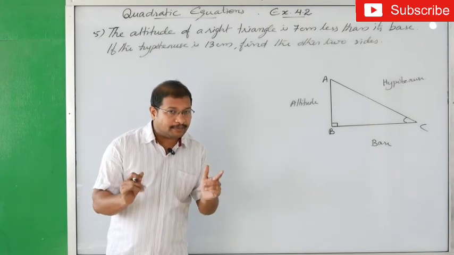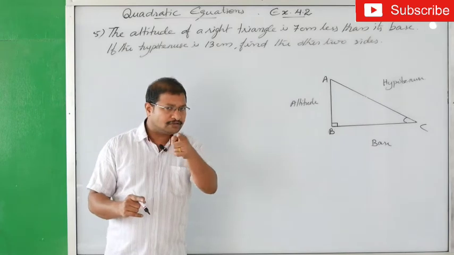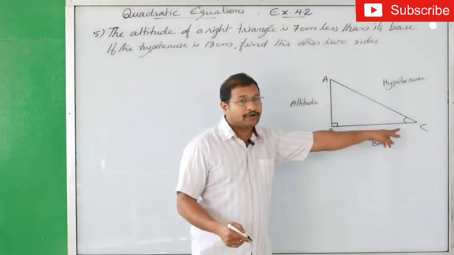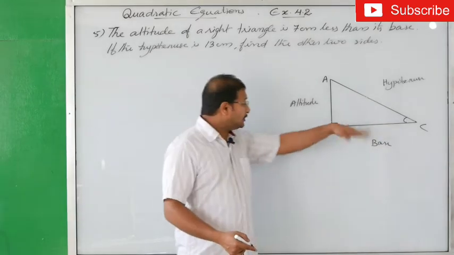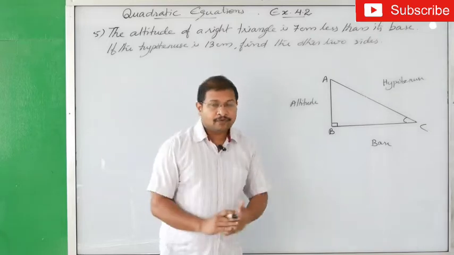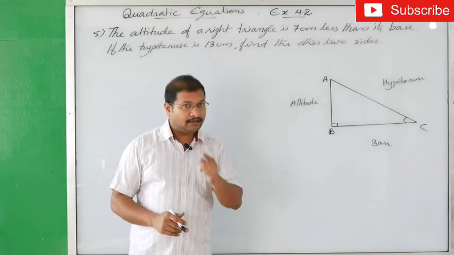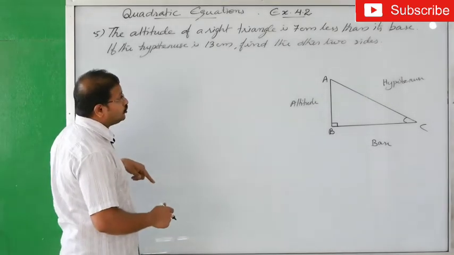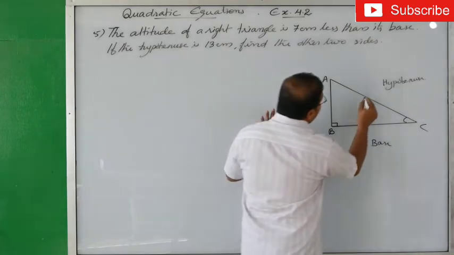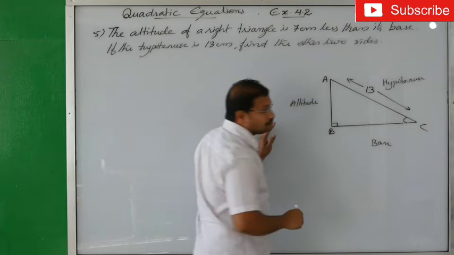In a right angle triangle, the longer side is called the hypotenuse, the downside part is the base, and the side nearby the angle you are taking is the base, while the opposite is the altitude or perpendicular. Now we can apply the Pythagoras theorem here. It's already given in the question that the hypotenuse is 13 centimeter, so I am writing here 13 centimeter.